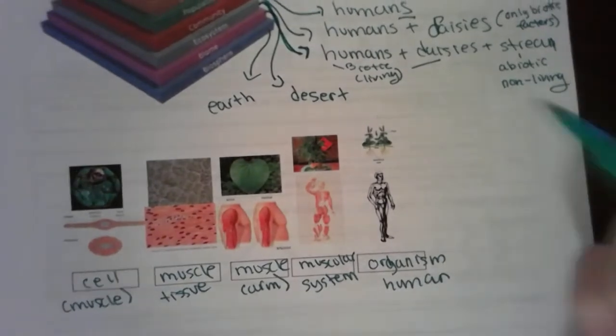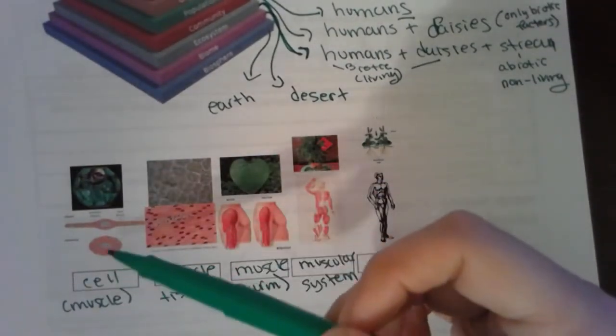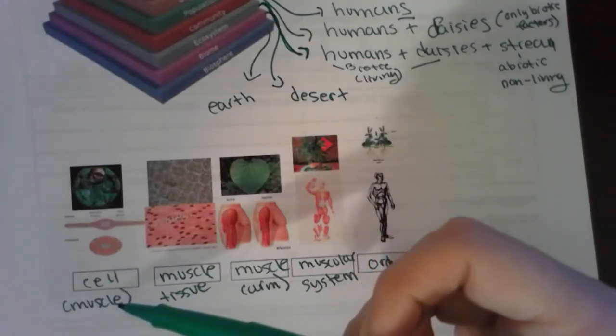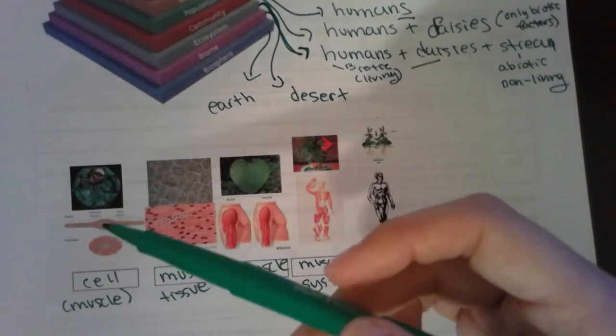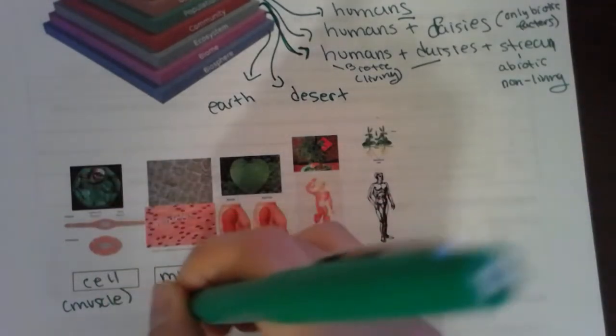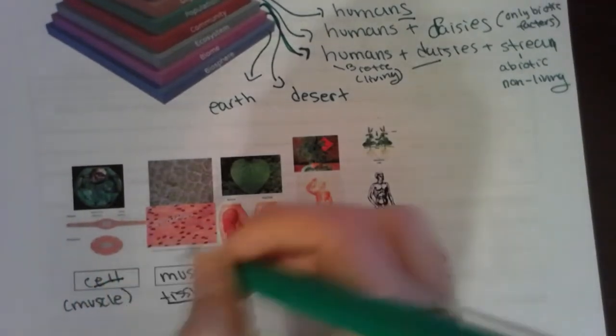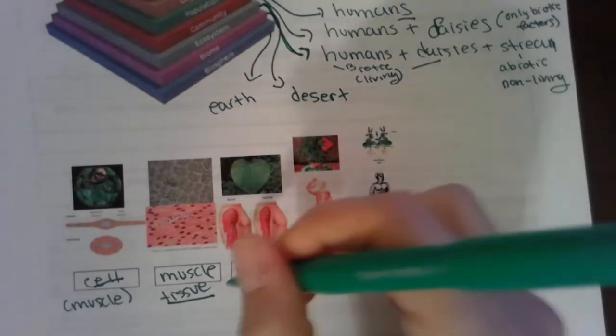So if we look down here at our lovely pictures, we can kind of identify these levels of organization. So the first one here is a cell. This is actually a muscle cell to be specific. If you didn't get a degree in biology, you may not know that, and that's okay. The next level is tissue. So this is just a bunch of muscle cells working together to make your muscle tissue.